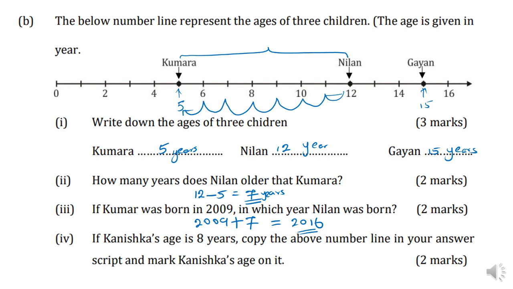If Kanishka's age is 8 years, copy the above number line in your answer script and mark Kanishka's age on it. So its value is 8 years. I am not going to draw this again. You can draw this again because they have told you to draw. So you just have to mark 8 here like this. You can draw it and mark this additional point and write here, what is it? Kanishka.